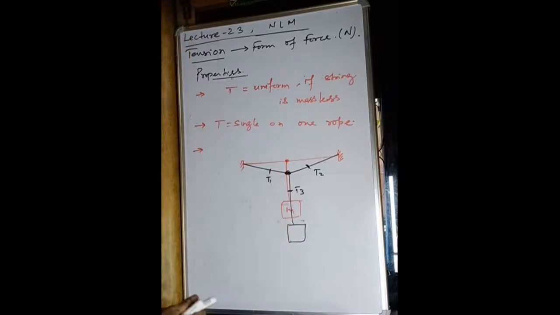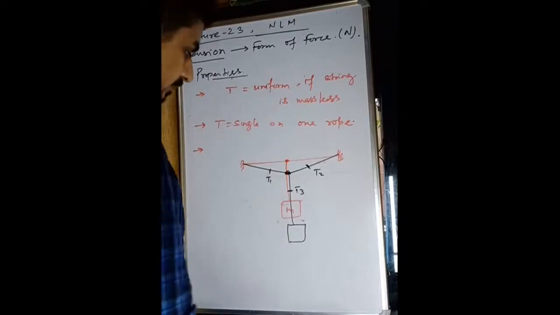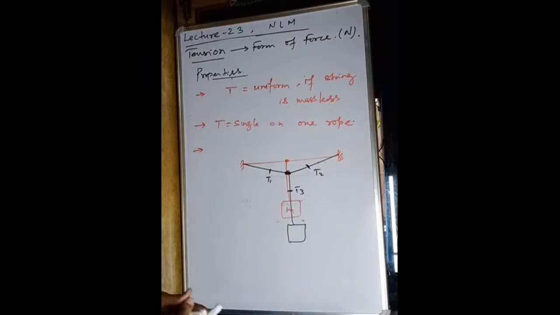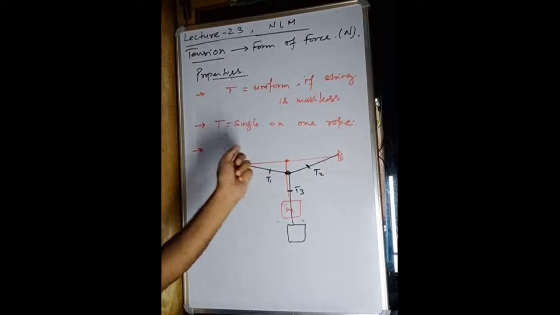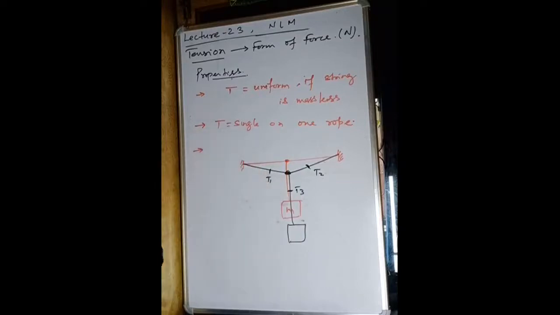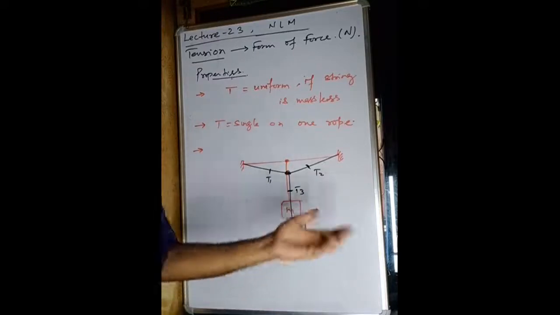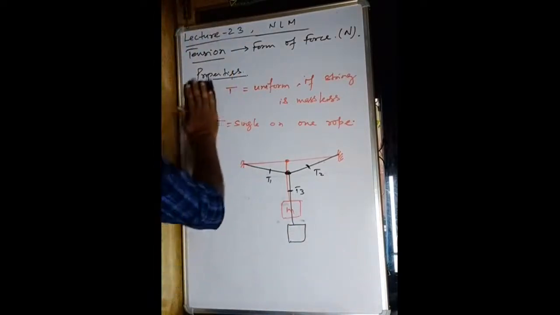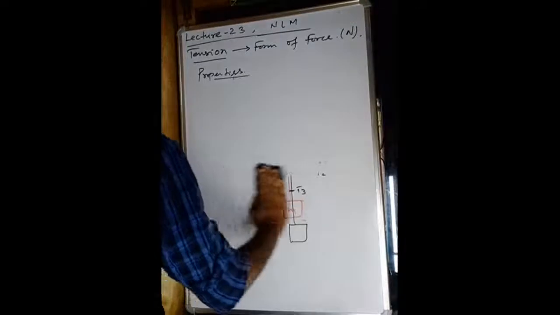Now the next thing about tension: on a string having some mass, the tension depends upon mass per unit length. You can write, the tension depends upon mass per unit length on a string having some mass. That we will study in our examples, in our questions. Okay, but these are the simple properties of tension, my dear students.